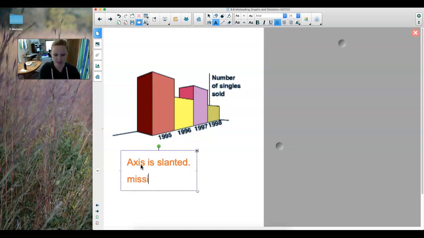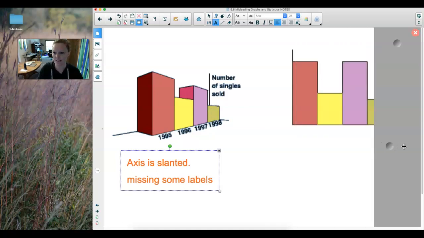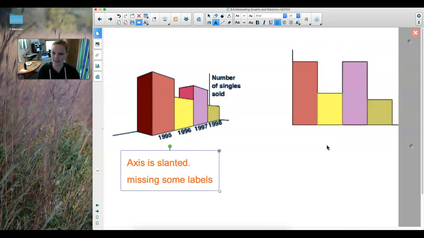Also, we're missing some labels. We don't know what this goes up to. The y-axis is not labeled. If this was drawn without this slanted axis, it would look like this. And then you will notice that this purple one and the red bar are actually the same height.